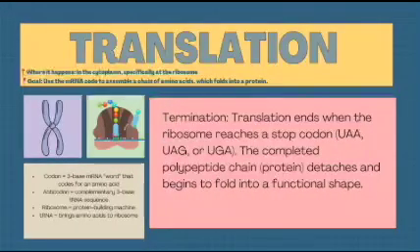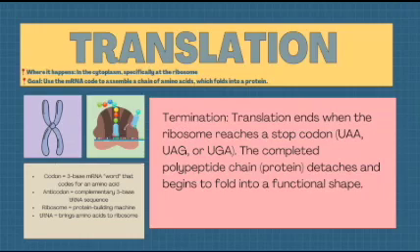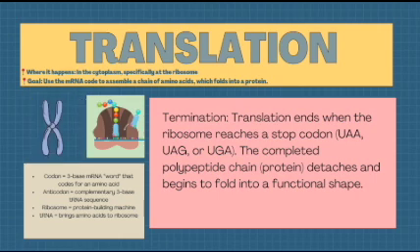And lastly, we have the termination. Translation ends when the ribosome reaches a stop codon, UAA, UAG, or UGA. The completed polypeptide chain detaches and begins to fold into a functional shape. Things to note is that a codon is a 3-base mRNA word that codes for an amino acid. An anticodon is a complementary 3-base sequence, and the ribosome is a protein-building machine, while tRNA brings the amino acid to the ribosome.